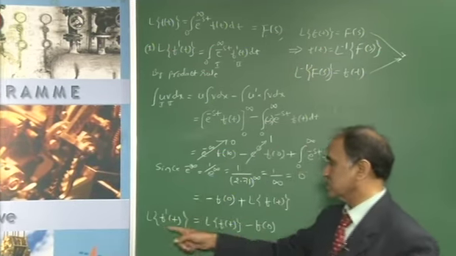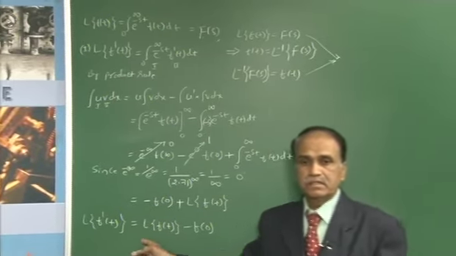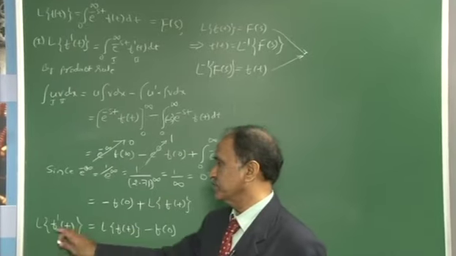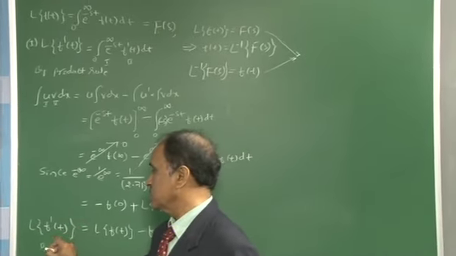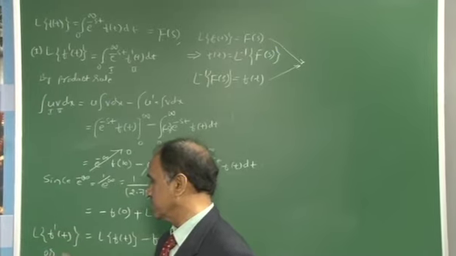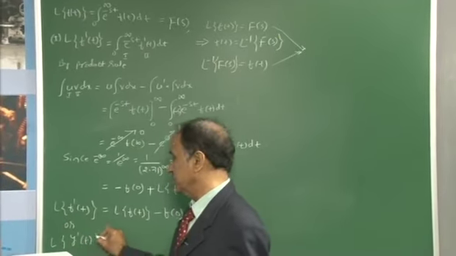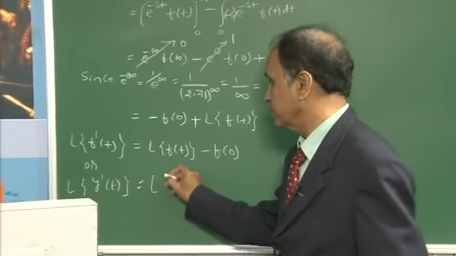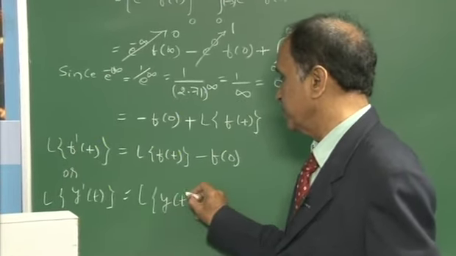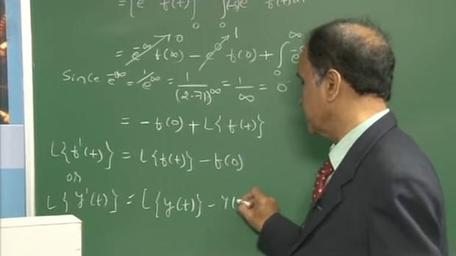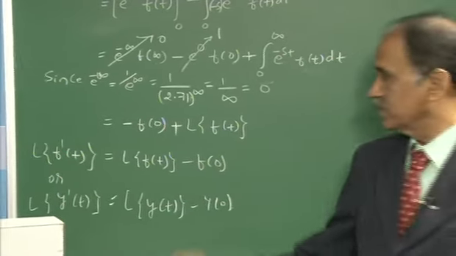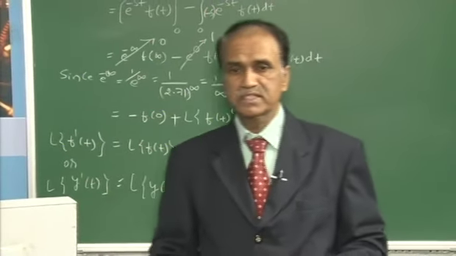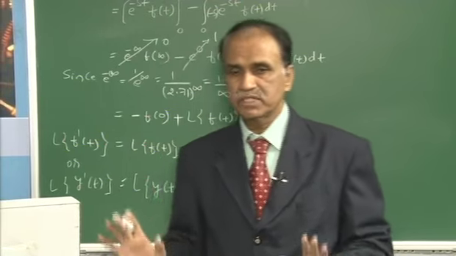Then the Laplace transform of derivatives for the first order differential coefficient, this f dash of t like this, or L of, some authors write y dash of t, is equal to, some authors write L of y of t minus y of 0. That means f dash of t and y dash of t are all giving the same meaning, that is first order derivative with respect to t.